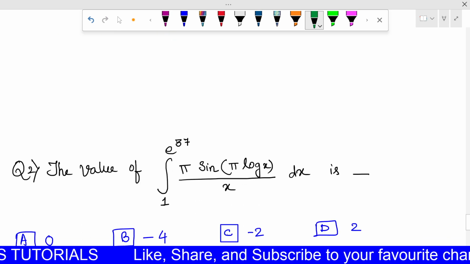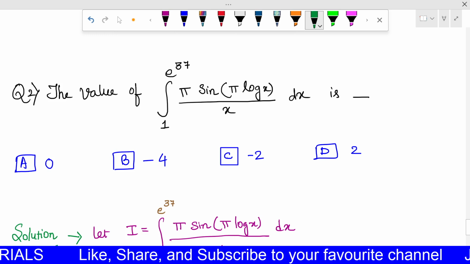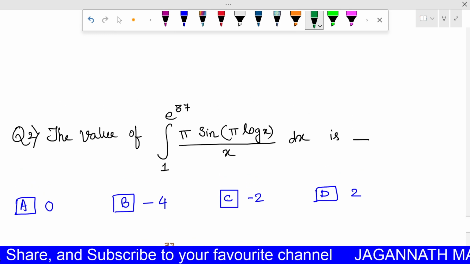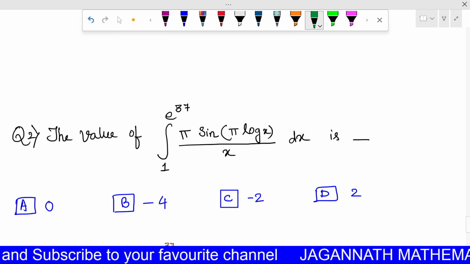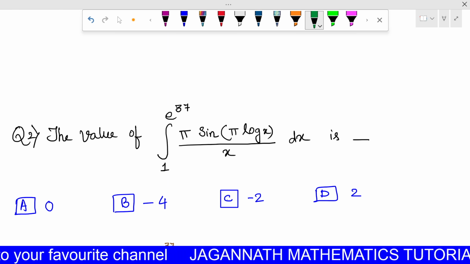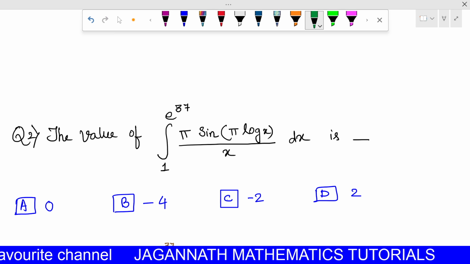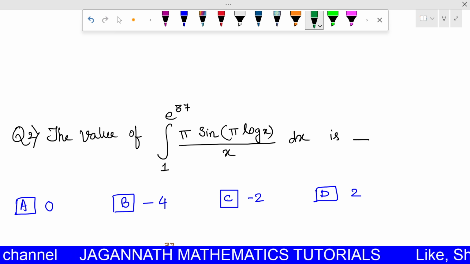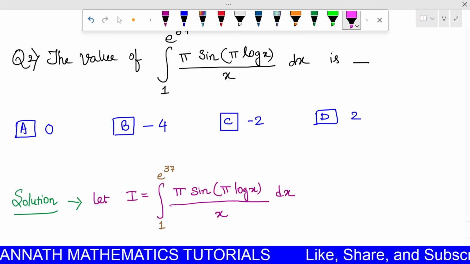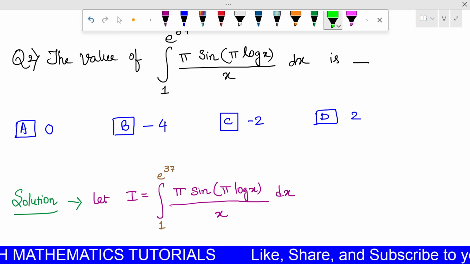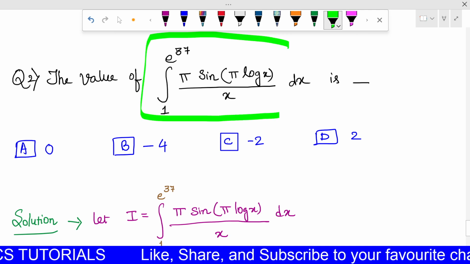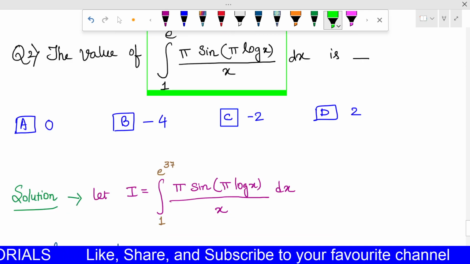Okay, so the next question is this: find the value of the definite integral of pi sine pi log x by x dx, where the limits of integration are 1 and e to the power 37. So let's get started. Let I be equal to this integral, right? I have named this as I.